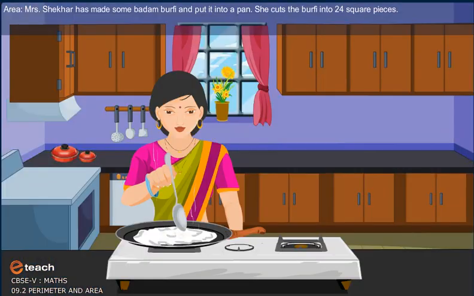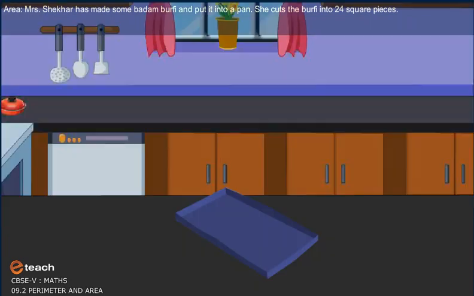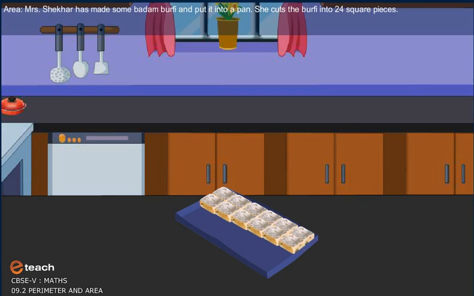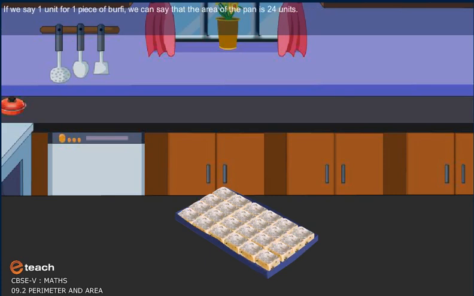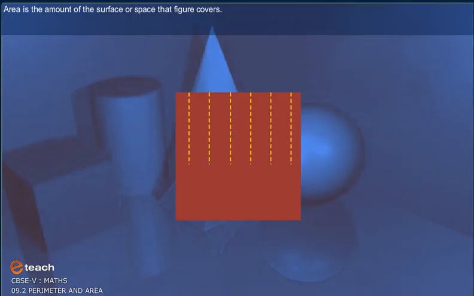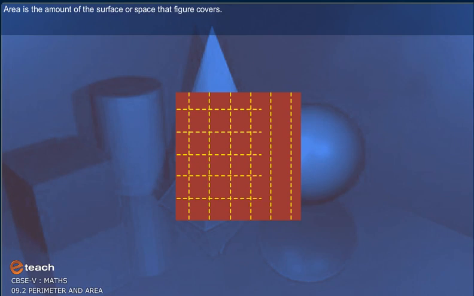Area. Mrs. Shekhar has made some badam barfi and put it into a pan. She cuts the barfi into 24 square pieces. If we say 1 unit for 1 piece of barfi, we can say that the area of the pan is 24 units. Area is the amount of the surface or space that a figure covers.